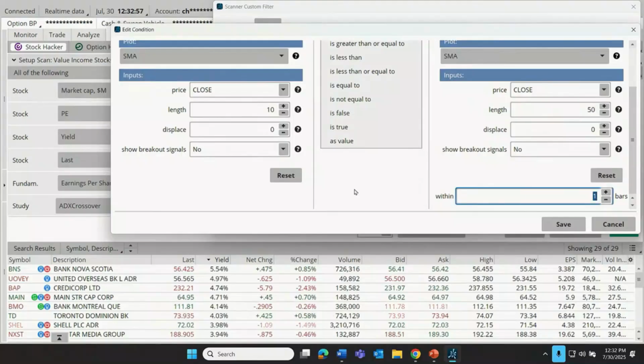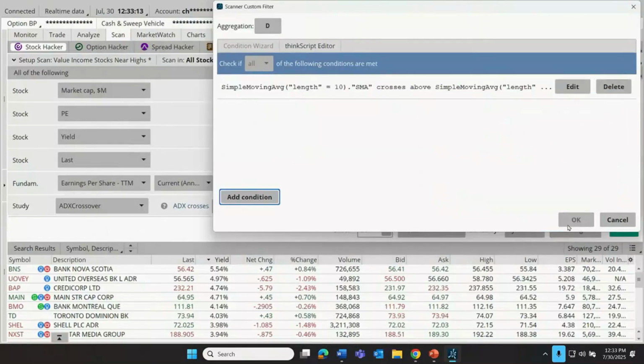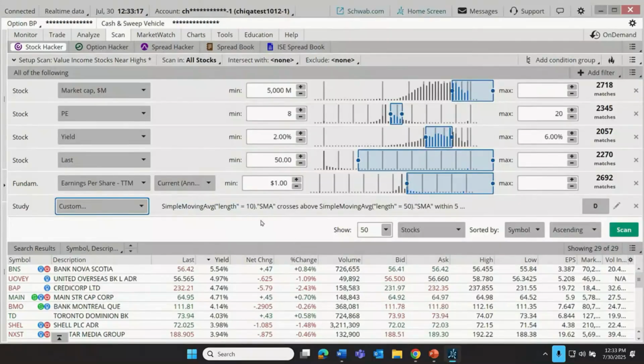Down here at the bottom, with this custom tool, we can say, I want to see a 10-period moving average that has crossed above a 50-period moving average within the last 5 bars, or in other words, the last 5 days. So let's click Save and click OK. And now we have, okay, our 10 is crossing above the 50 within 5 days.